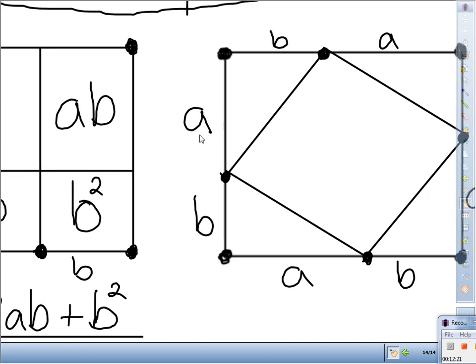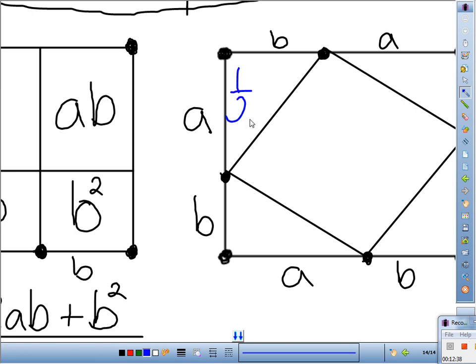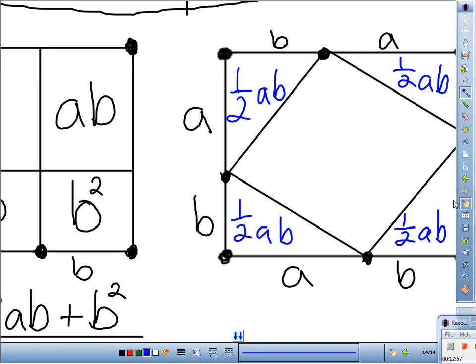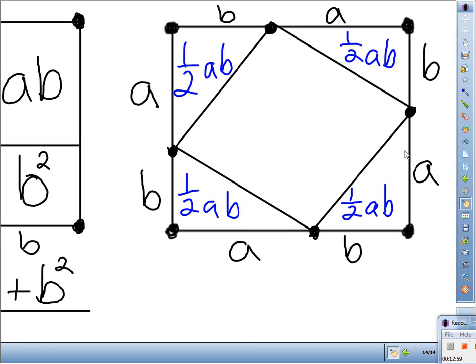Now, for you that don't see it, I said, what is the area of this triangle? Similar to this one. You divide by 2, so therefore this would be what? 1/2 AB. That is correct. So if that's true for that one, what is this one? 1/2 AB. So what is this one? 1/2 AB. So what is this one? 1/2 AB. Okay.